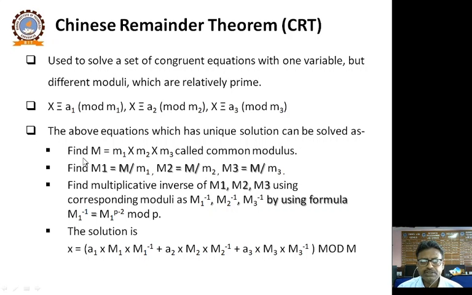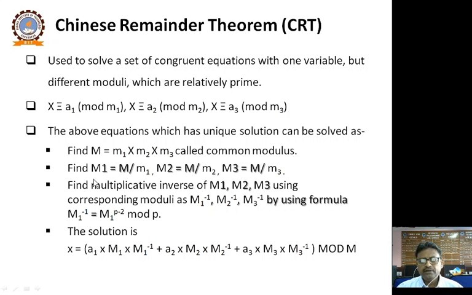The first step is to calculate the capital M, which is the multiplication of all the modulus values, whether there are two, three or four equations. So M is equal to m1 into m2 into m3, and this is called the common modulus. Then with the help of M, we find capital M1, which is M upon small m1, capital M2 is equal to capital M upon small m2, and capital M3 is equal to capital M upon small m3.